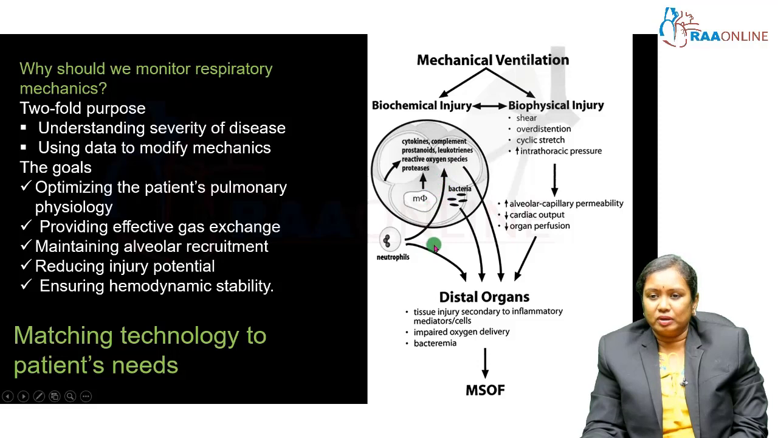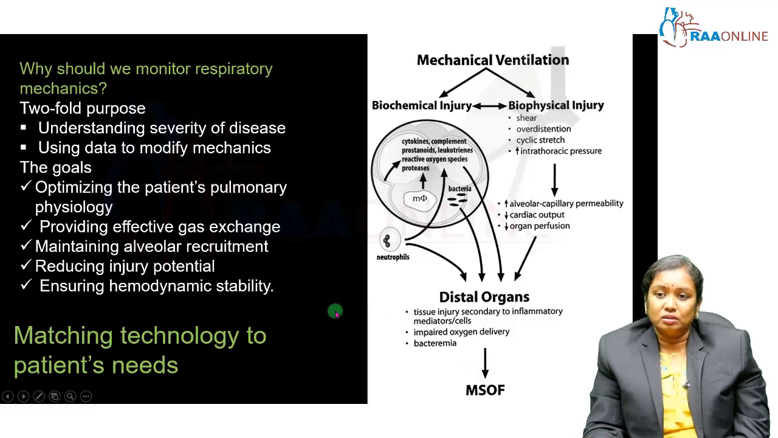And this leads to neutrophil activation. When neutrophils get activated, all this is released into the systemic circulation as well. And ultimately what results is tissue injury secondary to inflammatory mediators which are released. And this tissue injury can cause impaired oxygen delivery. And impaired oxygen delivery can lead to bacterial translocation and bacteremia and ultimately multi-system organ failure. So, increased biophysical injury can lead to a downstream cascade of multiple events which ultimately terminates in multi-system organ failure. So, monitoring respiratory mechanics is very essential so that we reduce all these effects, and we should match technology to the patient's needs.